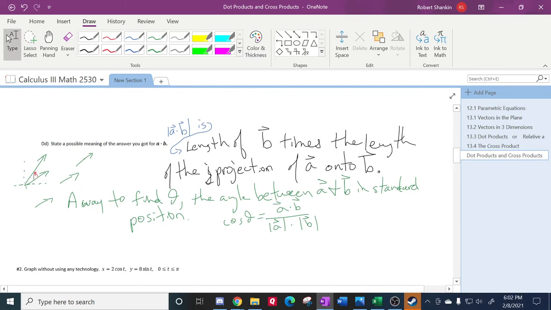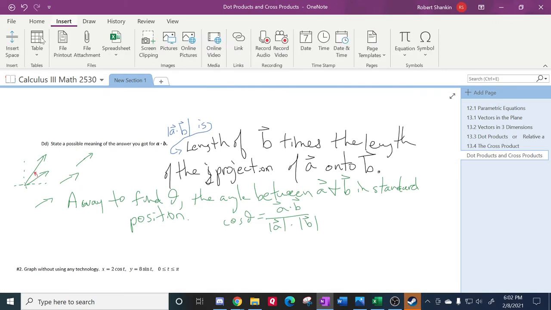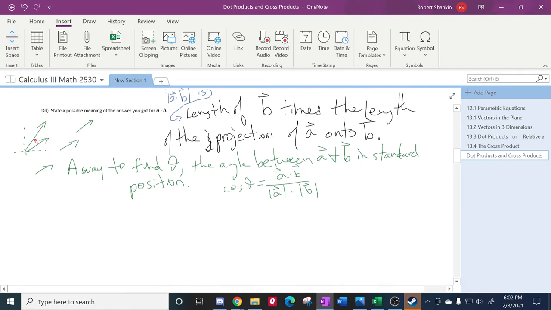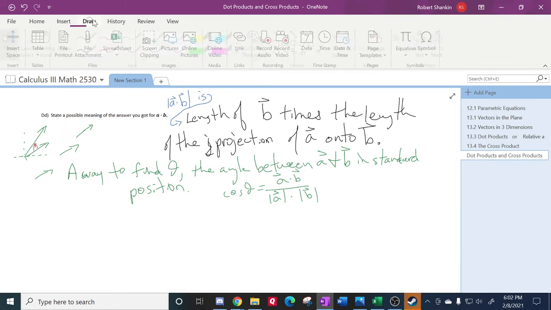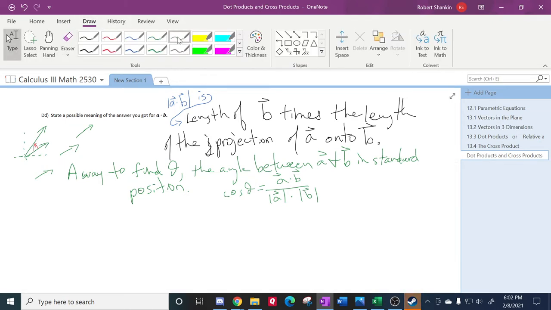And there's another interpretation. Anybody else want to come up with another interpretation of this? All right, well, let me give it.